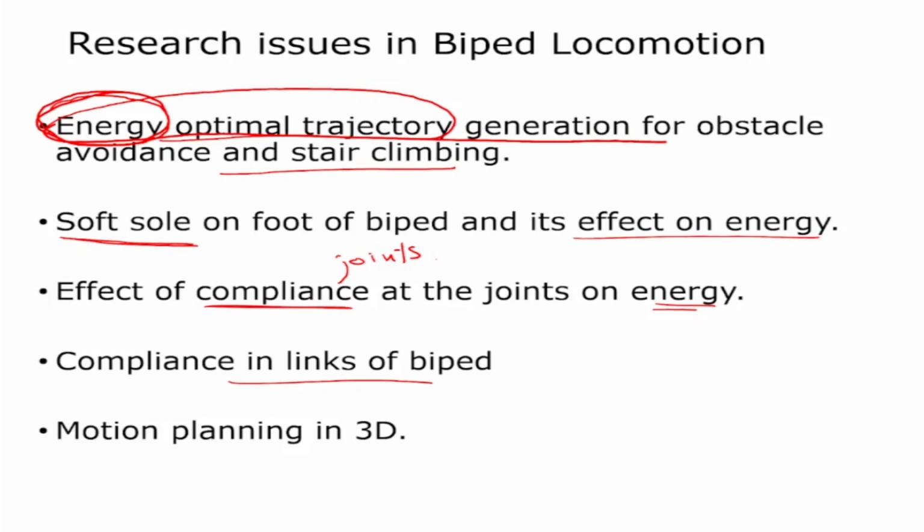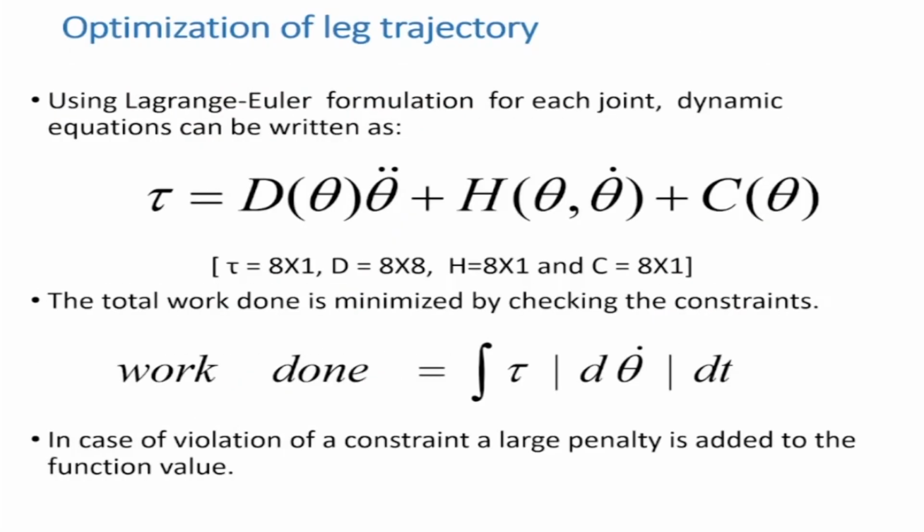So the first is that we want to optimize. I want to find an energy optimal trajectory. We have seen that the robot can walk in 2 planes, that we have understood single support phase, double support phase, and how the robot moves forward. This is something we have seen. Now I want to optimize the trajectories. How many thetas are there? There are 8 thetas, theta 1 to theta 8.